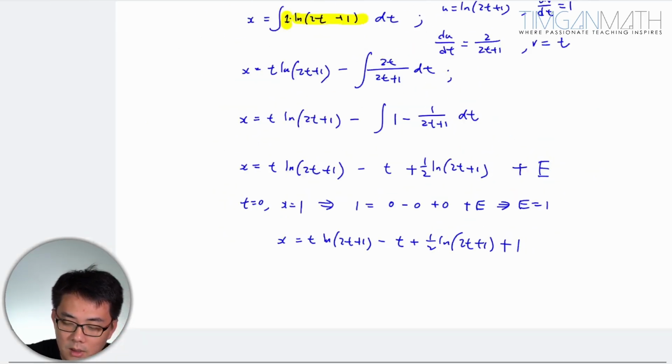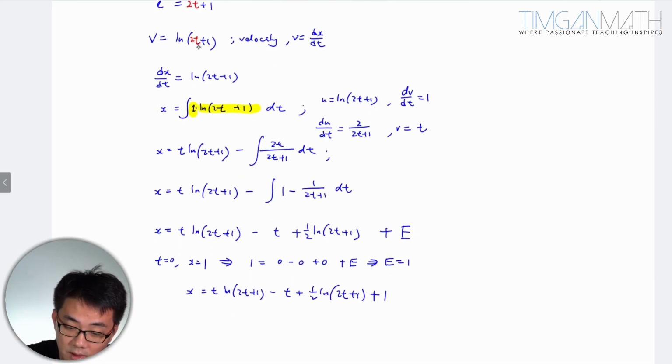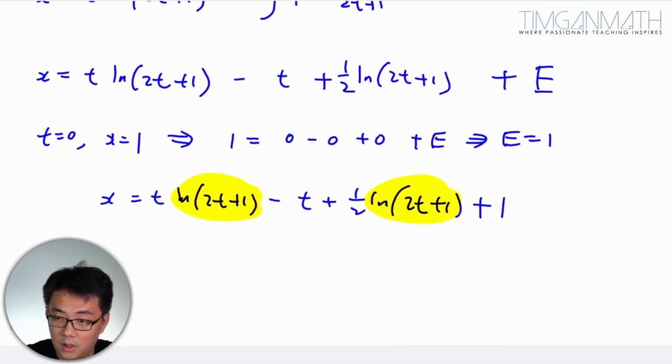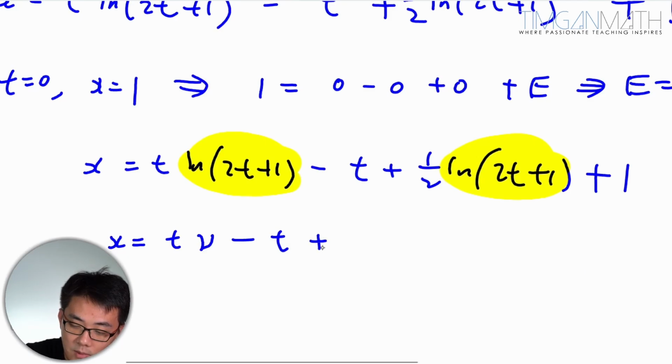So this will be x equals t ln(2t + 1) minus t plus half ln(2t + 1) plus 1. Then because we need it in terms of v, we're just going to sub v in. This is v, this is v, this is v as well. That's about it. So in this case, we get x equals tv minus t plus half v plus 1.